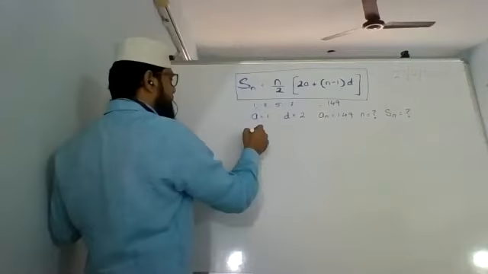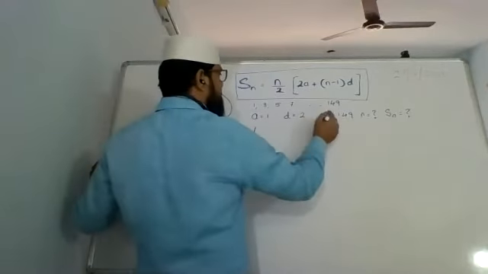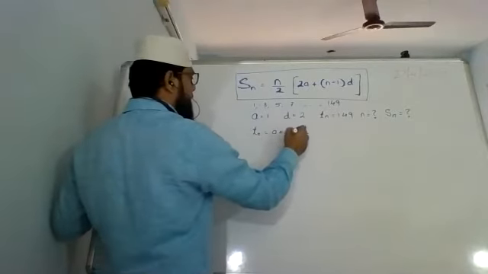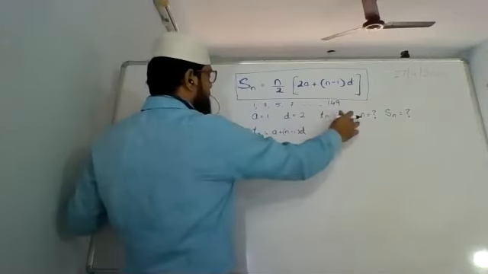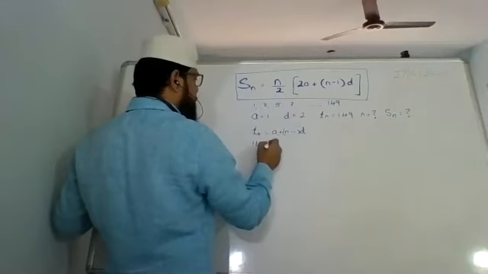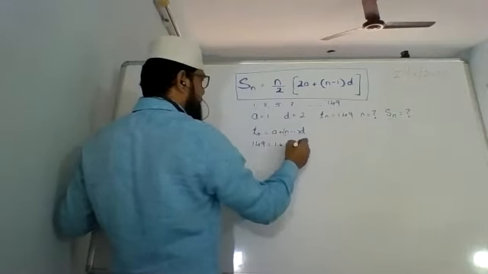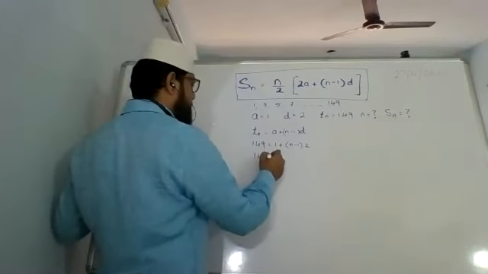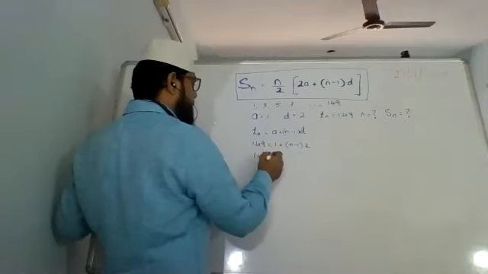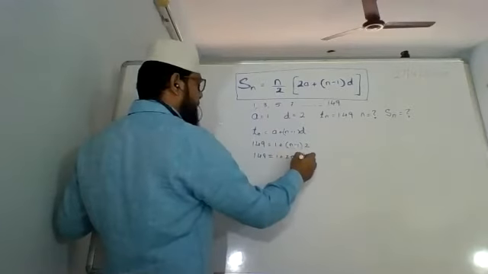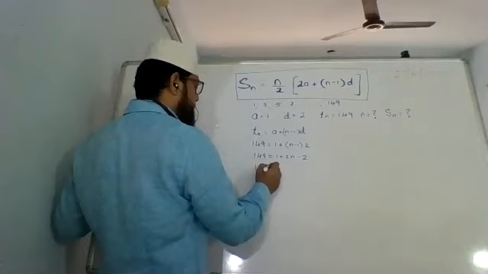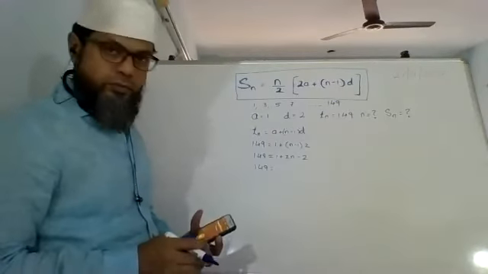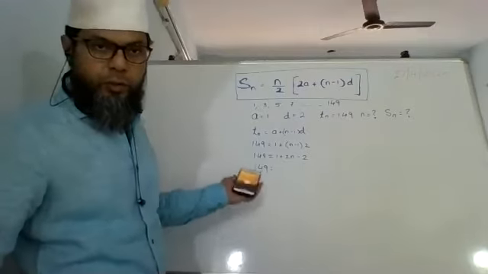So first, to find n, we are going to say Tn equals a plus n minus 1 d. Tn is 149. 149 equals 1 plus n minus 1 into 2. Expand: 149 equals 1 plus 2n minus 2. Just hold on for a minute. Just copy it.